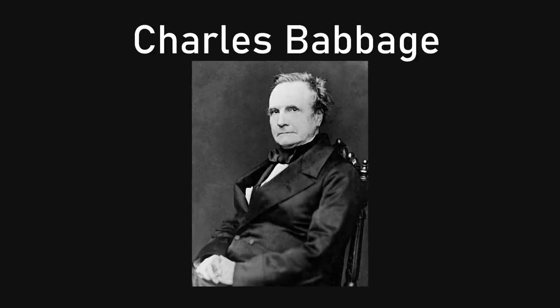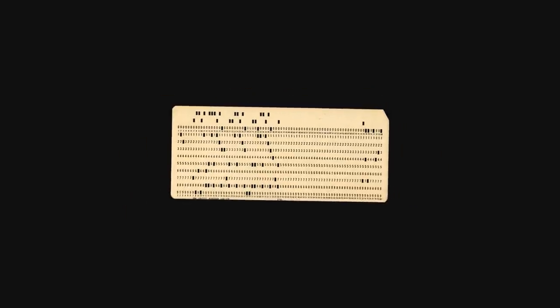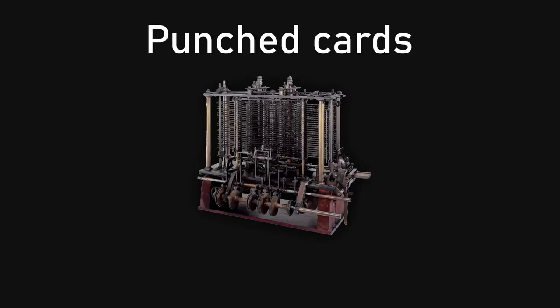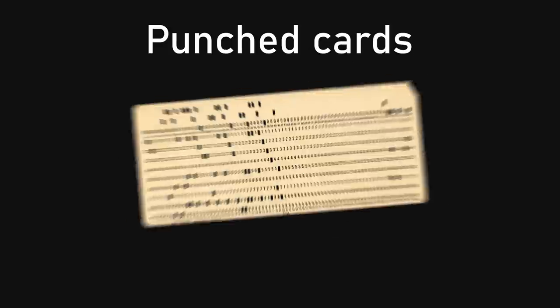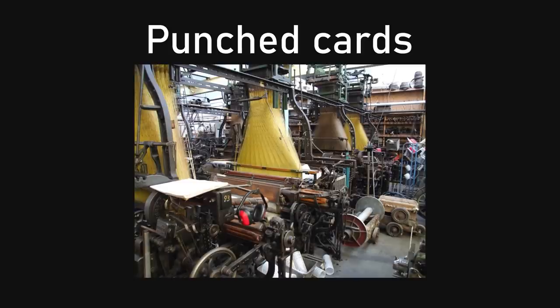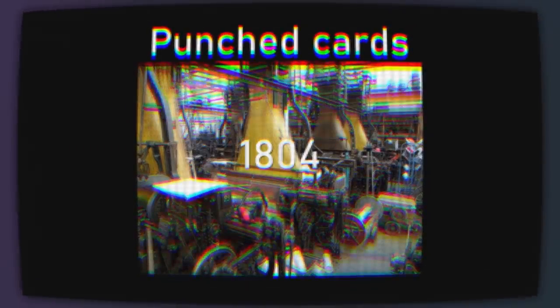19th century. This fellow by the name of Charles Babbage had the idea to use paper with holes in it, called punch cards, for his new and fancy mechanical computer, creatively called the Babbage Engine. Punched cards had actually already been used in looms in the beginning of the 18th century and... Okay, you know what? I'm not going to explain looms, okay?